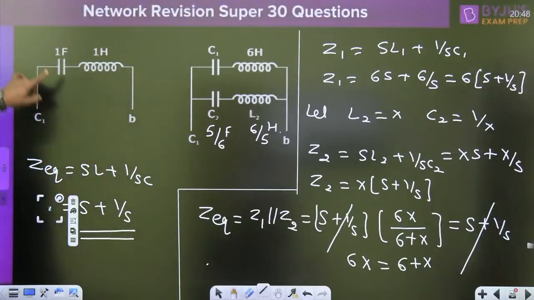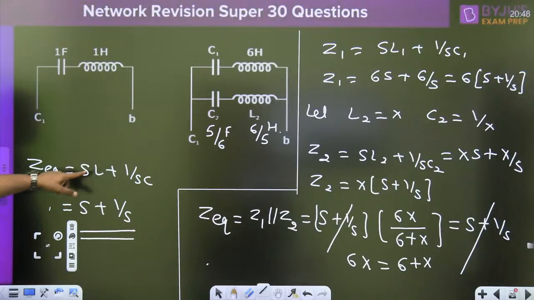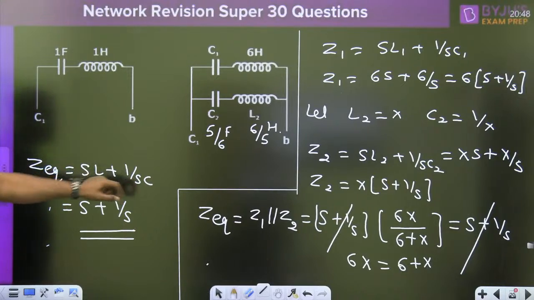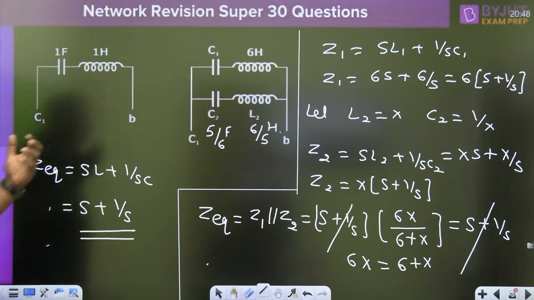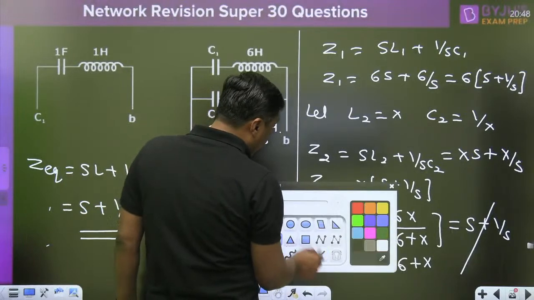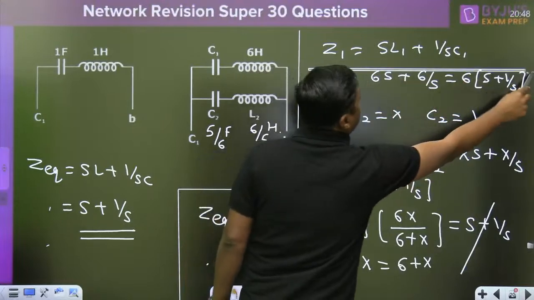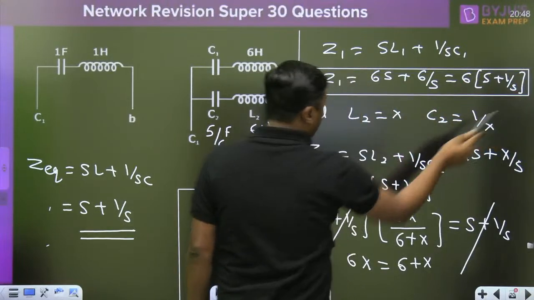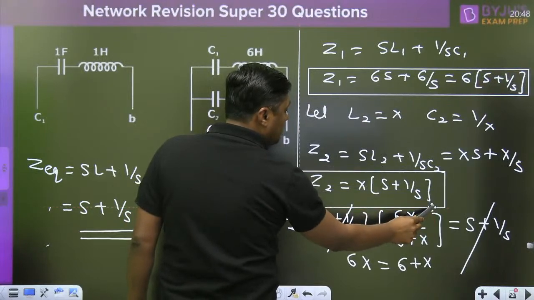The equivalent impedance for this diagram is SL plus 1 by SC, where the value of the L is 1 Henry, value of the C is what? 1 farad, so S plus 1 by S. Then from every combination you are going to get what? S plus 1 by S common. For example, here you are going to get the S plus 1 by S common. Here again you are going to get the S plus 1 by S common. And then what?